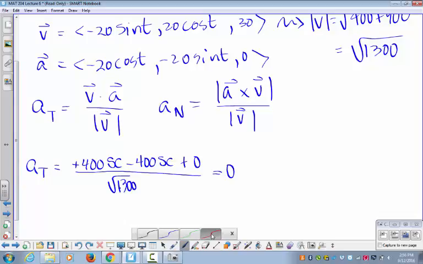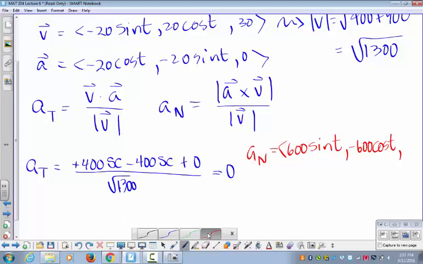And a sub n, we will cross these. So come up here, cross out the i's. We're going to get 0 minus a minus. That's plus 600 sine of t. So that's the first component. I need a little more space there. The second component, cross out that. Main diagonal, well, actually, let's do other diagonal. So it's going to be minus 600 cosine t minus 0. So minus 600 cosine t.